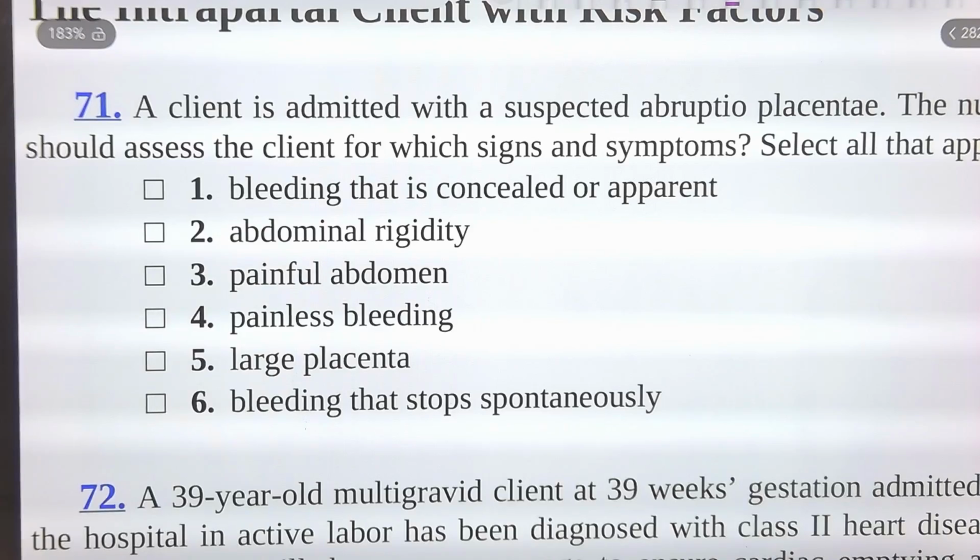Let's read the 71 question. The client is admitted with a suspected abruptio placenta. The nurse should assess the client for which signs and symptoms.